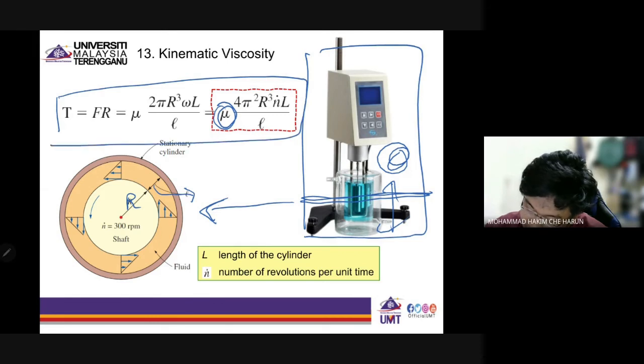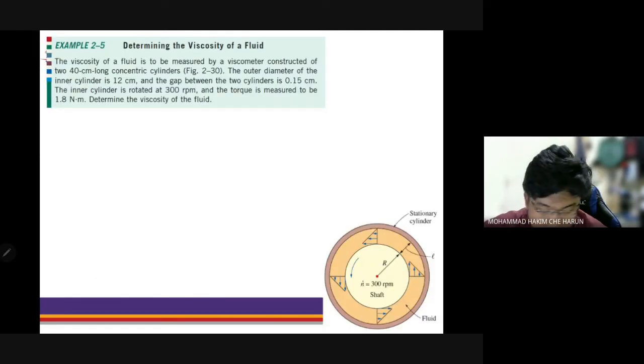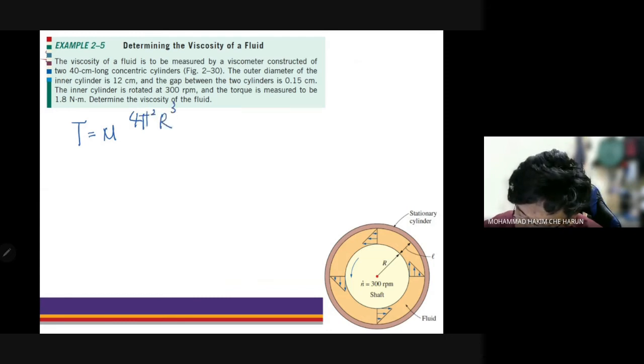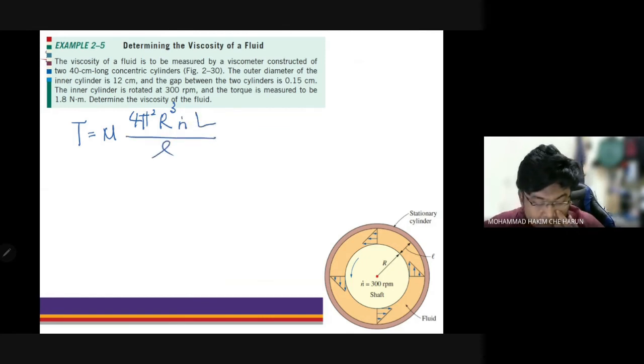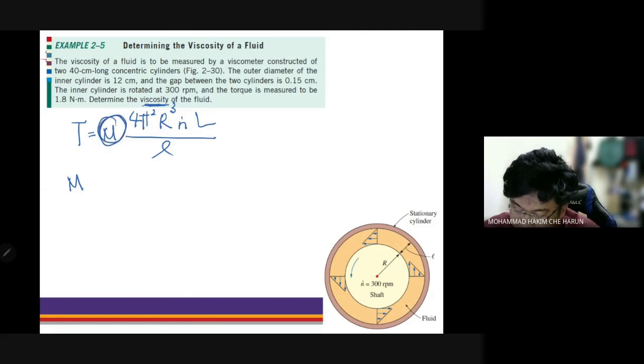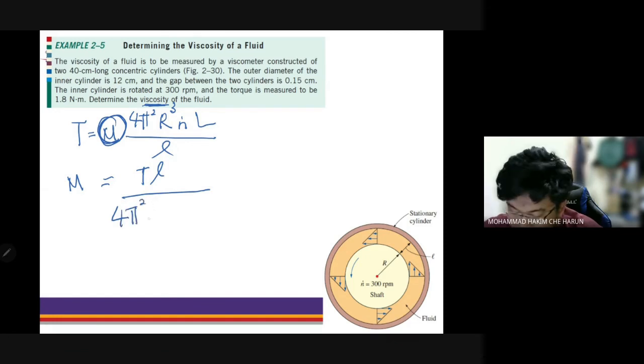T, let's look back at this equation, I rearrange it here. Torque T equals the viscosity times 4 pi squared times R cubed times N naught times L, divided by l. If we rearrange the equation, because we want to determine the viscosity, we want to find the viscosity, that would be viscosity equals T l divided by 4 times pi squared times R cubed times N naught times L.